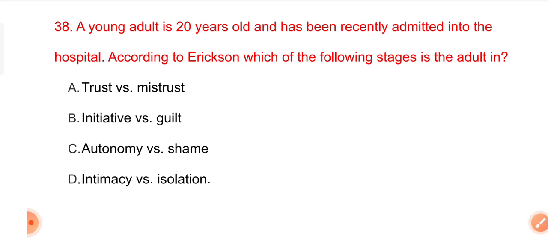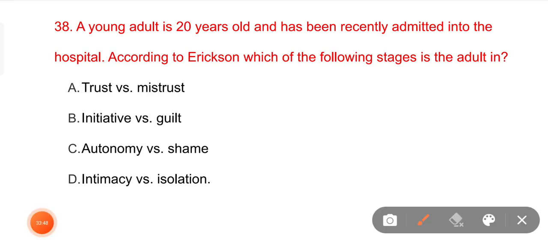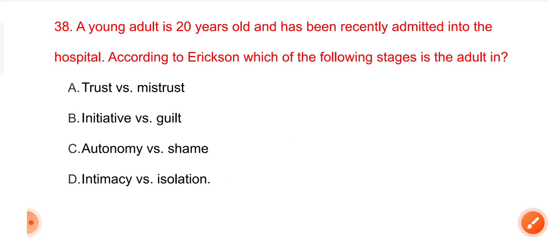The next question is, a young adult, 20 years old, has been recently admitted into the hospital. According to Erikson's theory, which of the following stages is the adult in? The options are: option A, trust versus mistrust; option B, initiative versus guilt; option C, autonomy versus shame; option D, intimacy versus isolation. The right option is option D, intimacy versus isolation.